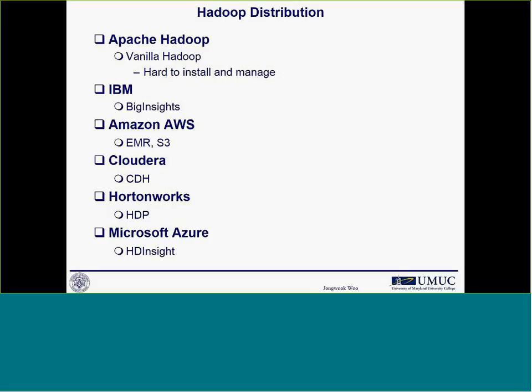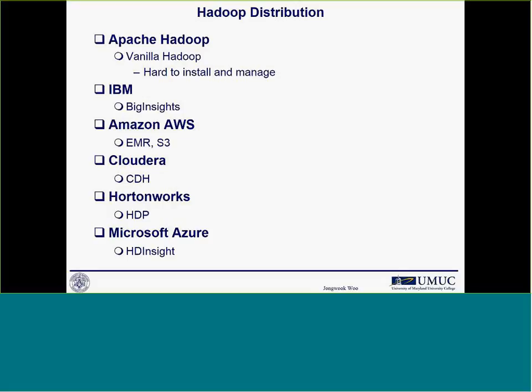For example, IBM BigInsights is one of the Hadoop distributions given by IBM. Also, Amazon AWS has EMR, Elastic MapReduce, with its own file system like S3. And Cloudera provides its own Hadoop distribution called CDH. Hortonworks provides its Hadoop distribution called HDP. And Microsoft Azure provides HDInsight. That is actually based on Hortonworks HDP.